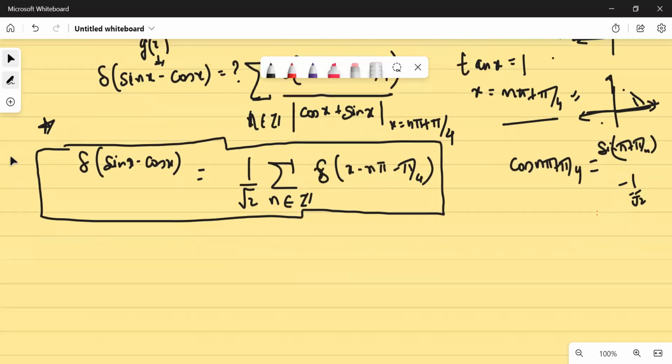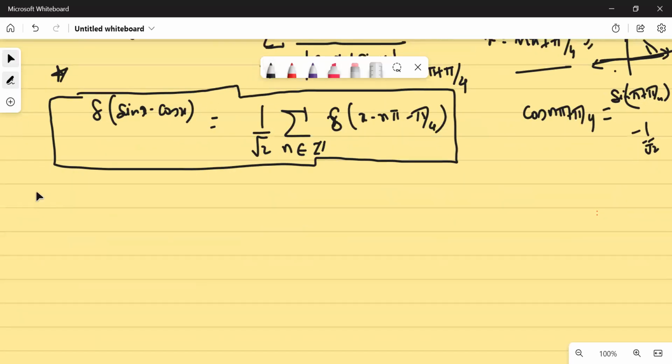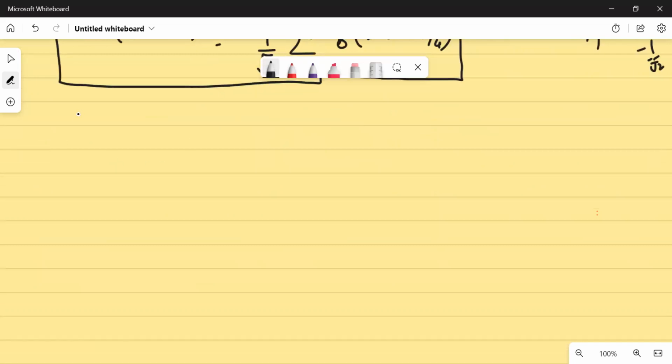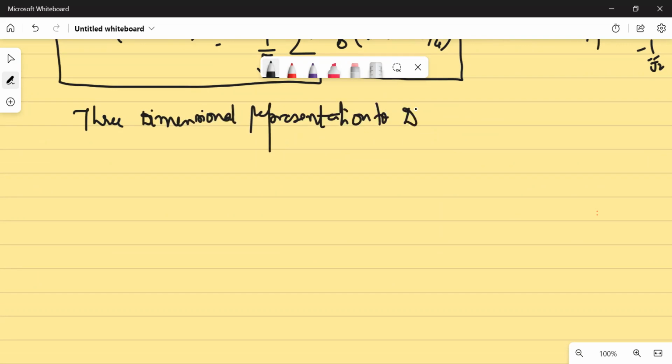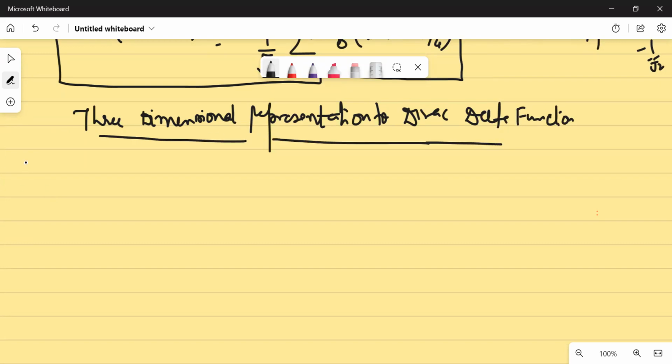Now, again, coming back to another thing that we've skipped, write it. So let us come back to the three-dimensional representation of the Dirac Delta function. And as I write it, before that, let us take a physical insight into a vector field.